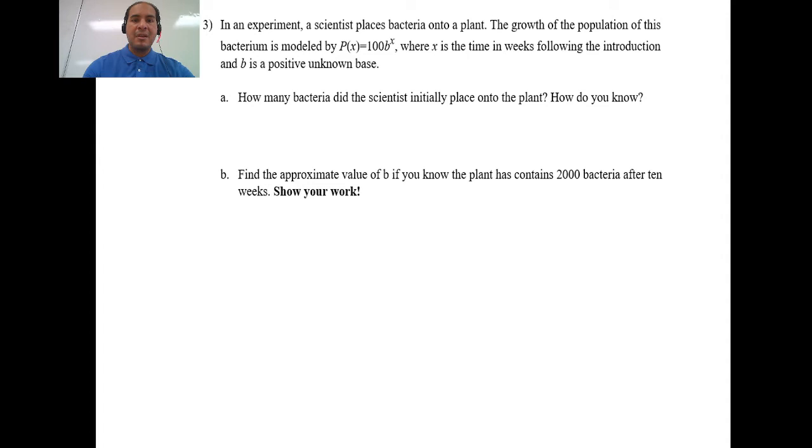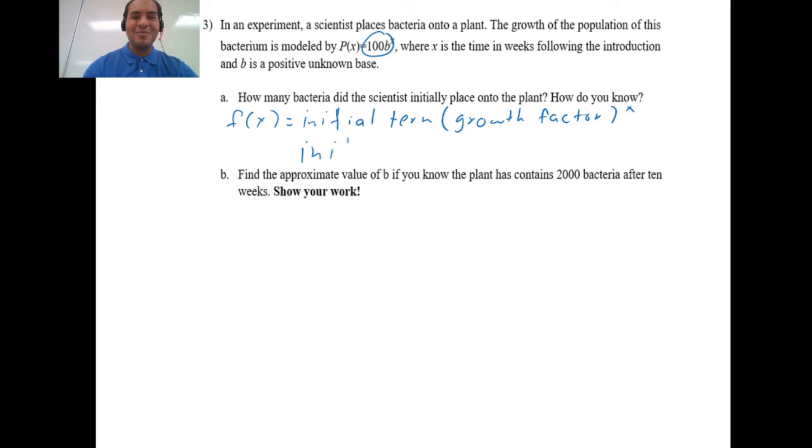How many bacteria did the scientists initially place onto the plant? How do you know? So since we know that f of x is equal to initial term times growth factor to the power of x, I'm hoping you could easily identify the initial term. The initial term is here. Nope, sorry, I wanted just the 100. The initial term is 100. So since that initial term lines up with the position of the 100, the initial term is equal to 100.